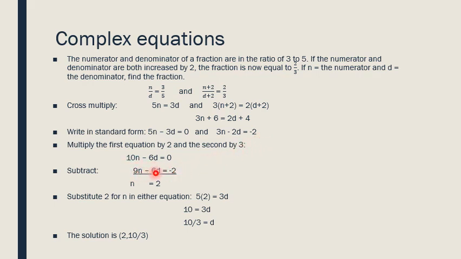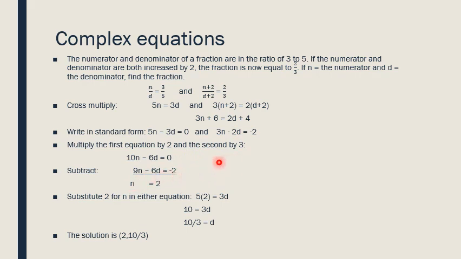Now that they're nicely in the same form, I can line them up. In this situation, they didn't line up exactly because I had a 3d and a 2d. But that's okay because I can multiply any equation by any number as long as I multiply every single term by that number. So I'm multiplying the first one, the 5n minus 3d, by 2. That gives me 10n minus 6d equals 0. And I'm multiplying the second one by 3. That gives me 9n minus 6d equals negative 2.